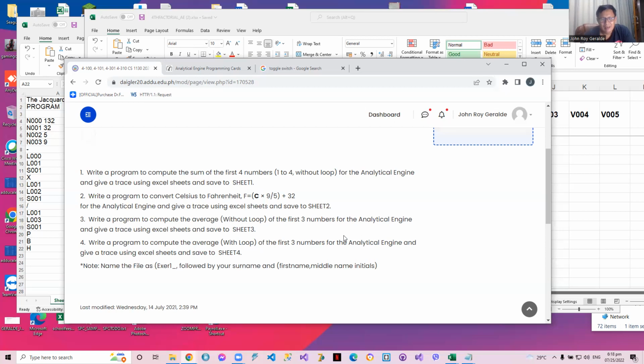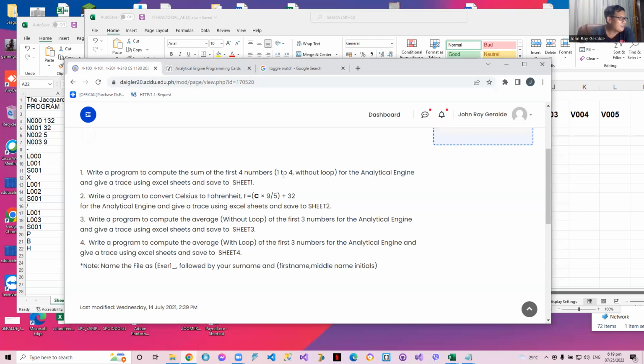Okay. And the other question is, if you know how to compute the sum, can you compute the average? If you know how to compute the sum of the first 4 numbers, can you compute the average of the first 4 numbers? Of course, you can use the same program, right? After computing the sum, you just divide it by the original number. So you 4 plus 3 plus 2 plus 1 divided by 4. Diba? 3 plus 2 plus 1 divided by 3. So that's what your assignment is.